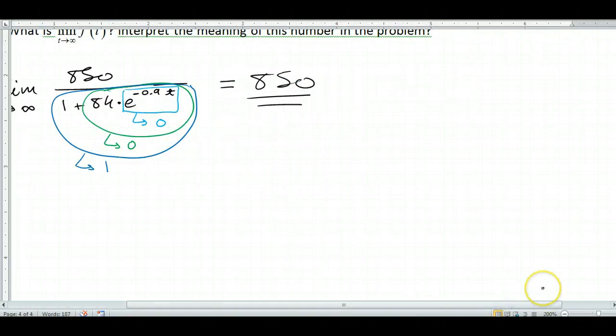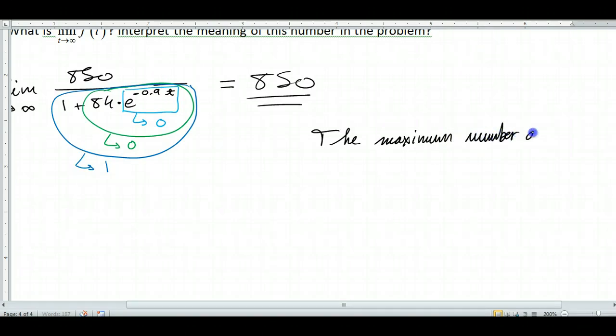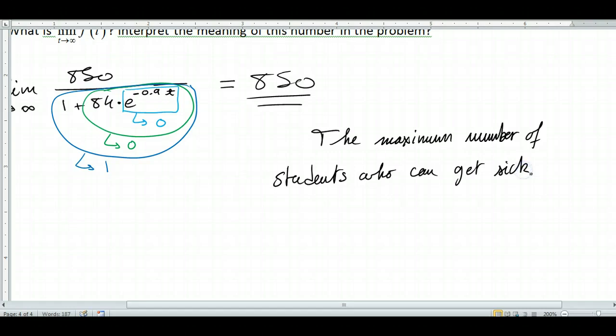Interpret the meaning of this problem. So as t approaches infinity, this function measures the number of students who get sick. So this is the maximum number of students who can get sick, right? The maximum number of students who can get sick on a given day, not the total population at the school, on a given day is 850.